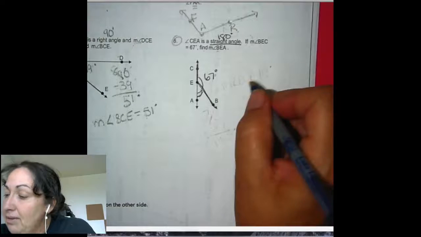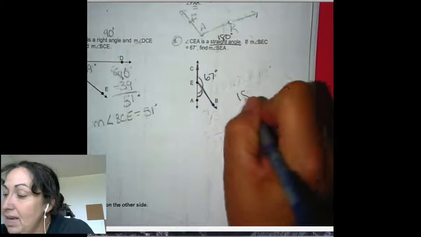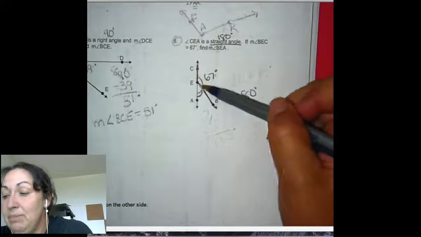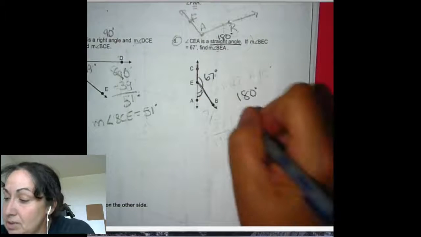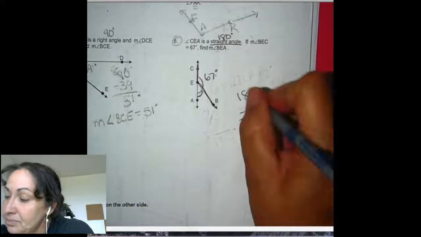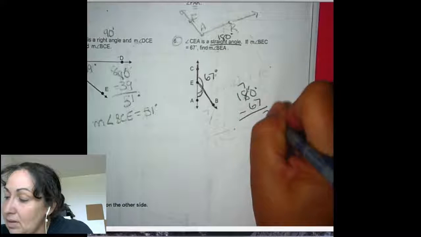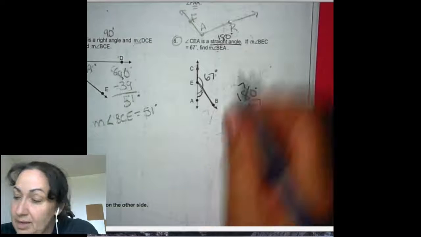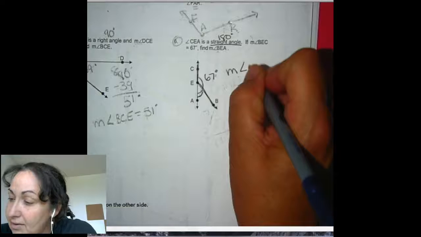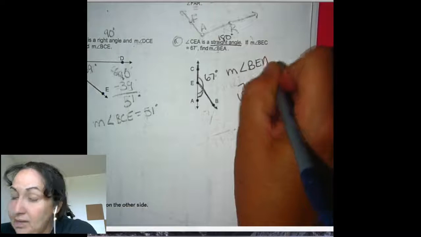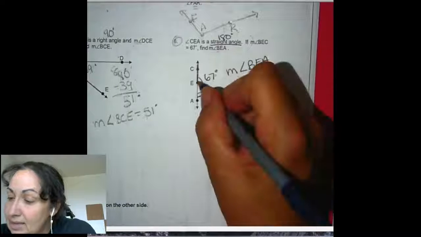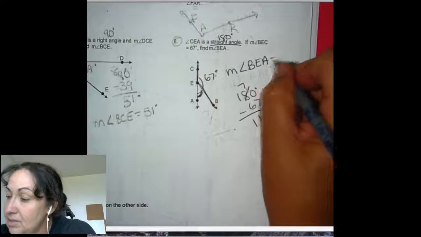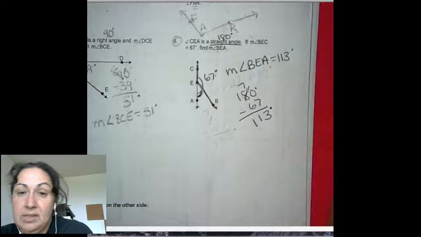Okay, so we have 180 degrees is the whole thing. So we have the whole thing and we have one piece and we're looking for the other piece, so we're going to subtract. And I get 113 degrees. So I'm going to write the measure of angle BEA, and I use capital letters for that. E is the vertex, BEA, this angle, is equal to 113 degrees.